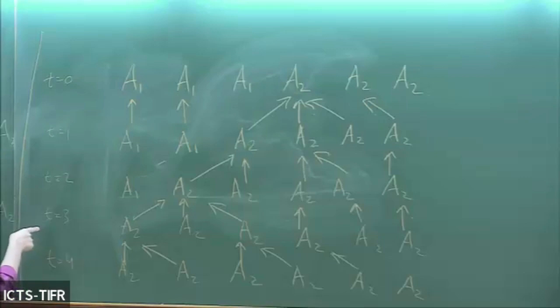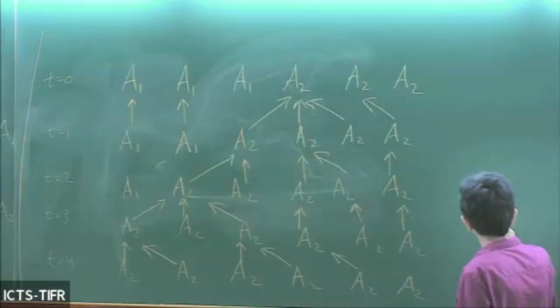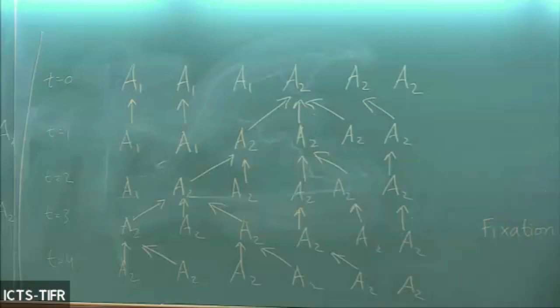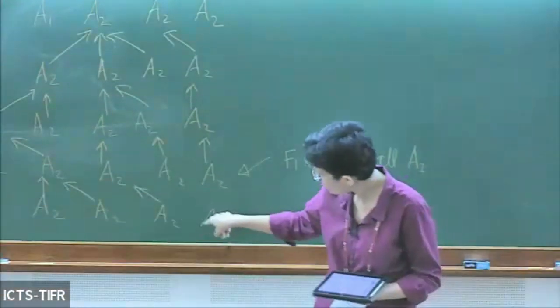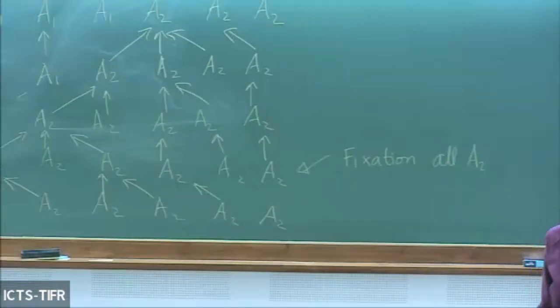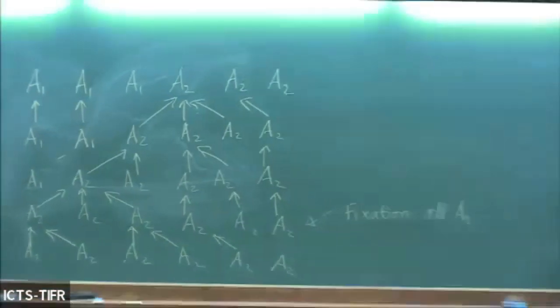So there's a fixation which has happened. Let me introduce this word for you: fixation means all have become A2, right? That has happened at this time step, but I went one more step for a reason. So as you suggested, maybe all become A2. This is a concrete configuration showing that it could have happened.